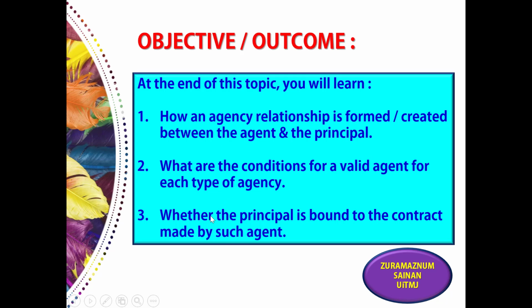So these are the things which you need to know when you learn about the topic of formation of agency. You have to find out how the agency is created. And then you have to find out whether there are conditions for the agent to become a valid agent under that type of formation or creation of agency. And then you have to find out whether the principal is bound or not to the contract made by the agent.